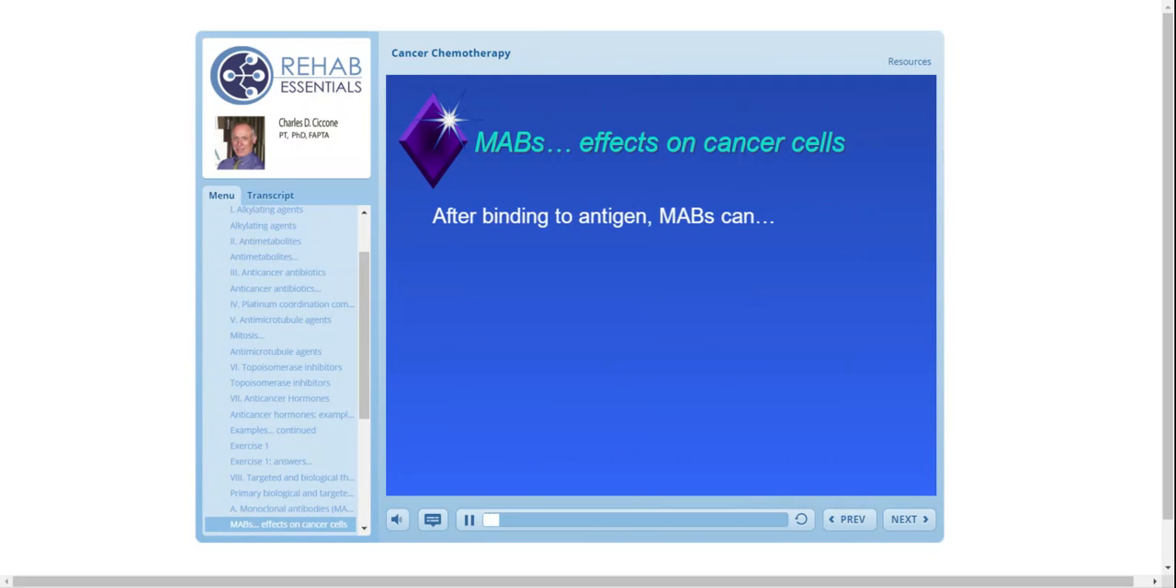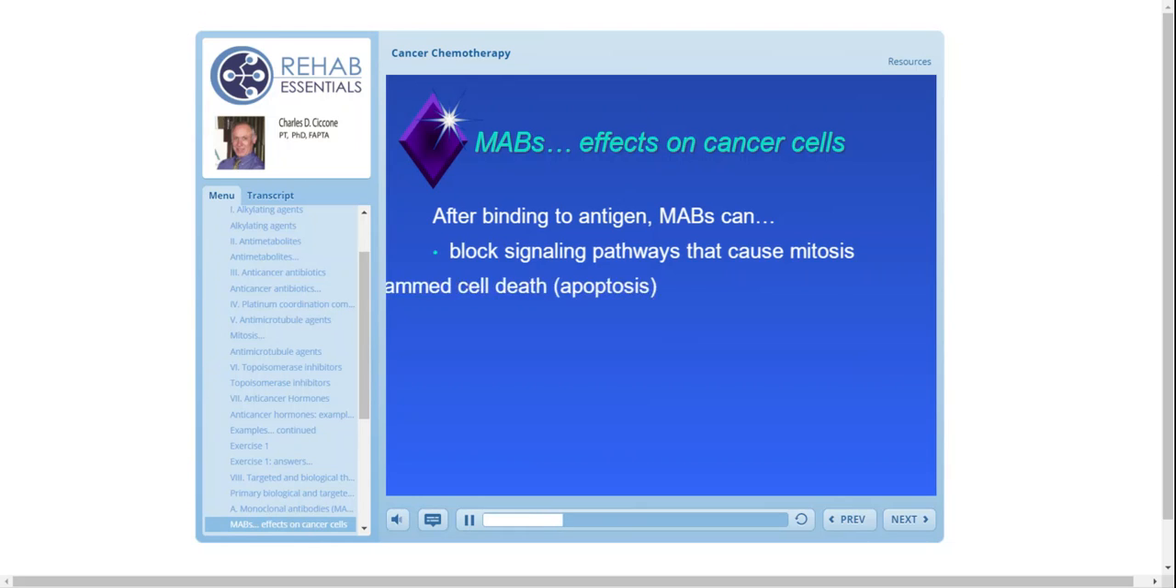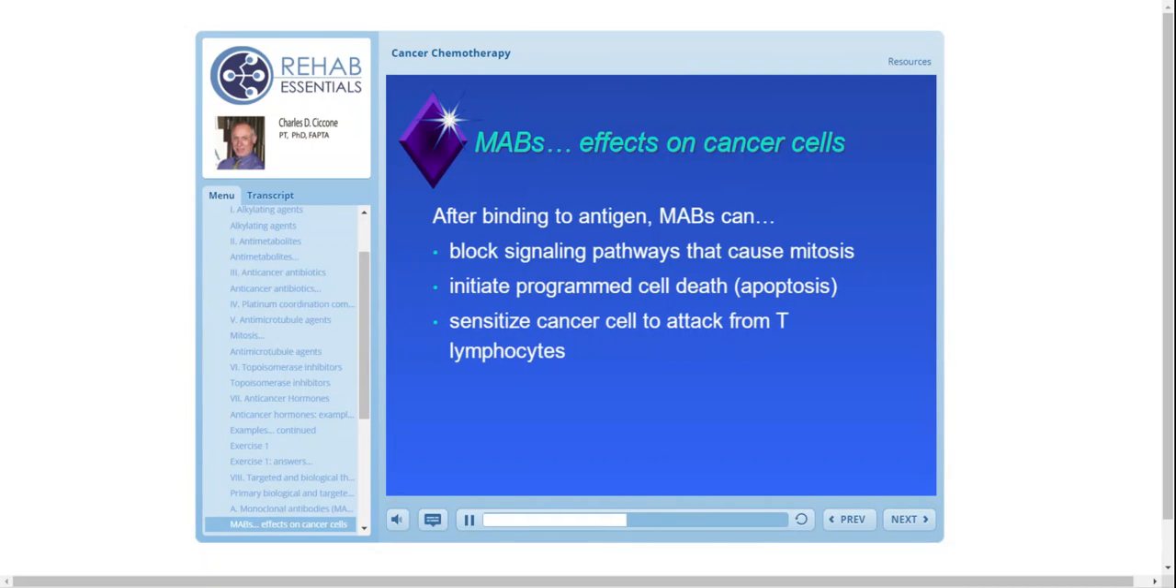So when this antibody shows up and binds to the antigen, it can block the signaling pathways that are telling the cell to undergo division. And of course that's a huge benefit, because if those signals are blocked, this cell will not continue to divide. They can also initiate a programmed cell death, apoptosis. Exactly how this occurs is not completely understood, but again, very powerful effect. They can sensitize the cancer cell to attack from the body's own T lymphocytes. Again, helping take advantage of our body's own way of dealing with the cancer cell.